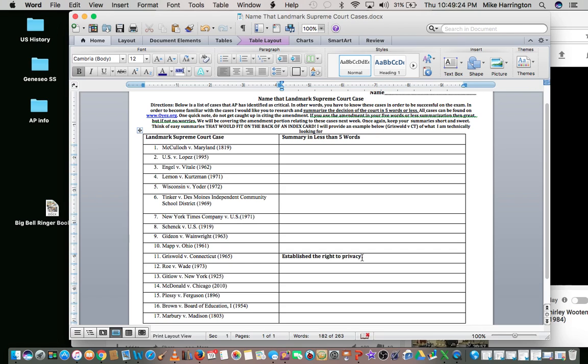And the last thing I wanted to point out is don't get wrapped up in the amendments. For example, the Supreme Court using the 14th Amendment's due process clause forced the states; you'll never get through it in 5 words or less. You want something as simple as you possibly can.